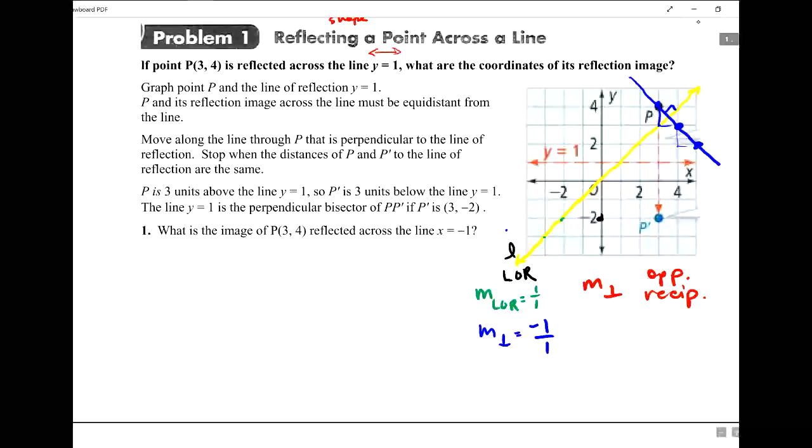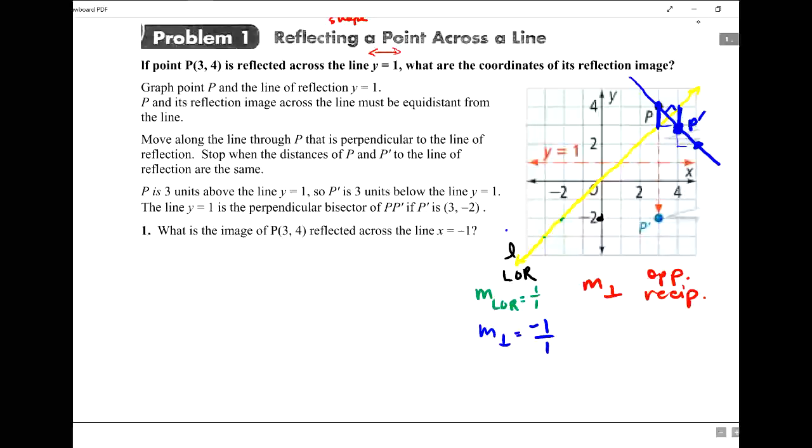And how far did I move? Well, I simply went down 1 to get to my line of reflection. Okay, so I know I'm going to be straight across on the other side. If I go up 1 or down 1 over here, this is going to be my new P prime.